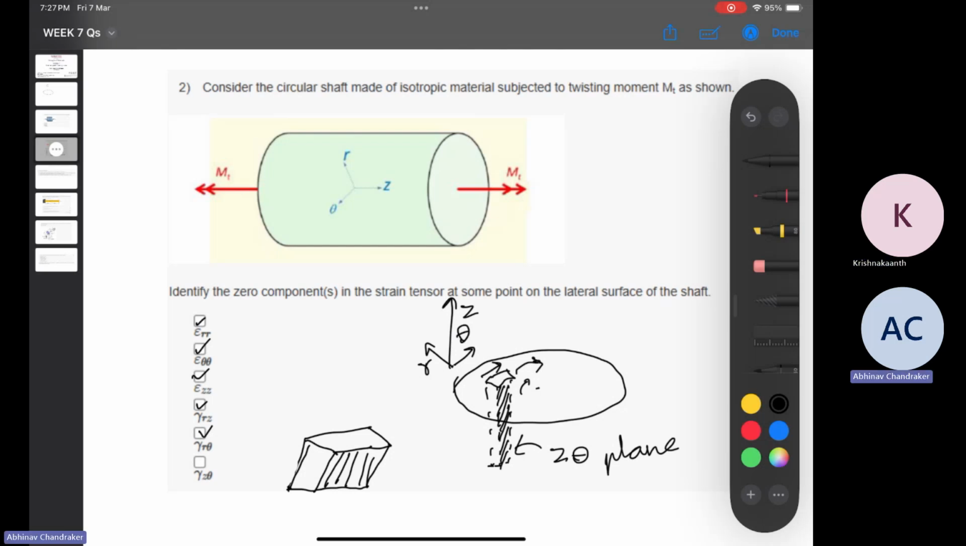On the RZ plane, not really. I think I have to check the shear stress coordinates. Let's say here you have Z, this is theta, this is R, right? So shearing is happening in Z theta, shearing is happening in this direction.